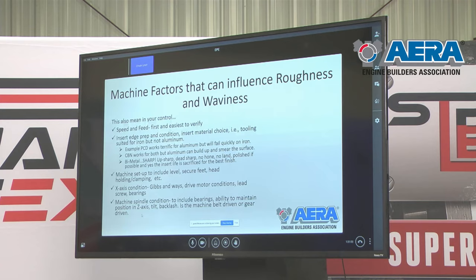The condition of your X-axis, gibs, ways, drive motor conditions, lead screws, bearings. Again, a well-maintained machine will give good inputs and outputs. If you don't have a good piece of equipment, you're probably not going to make really good surface finishes, but you have to maintain it.